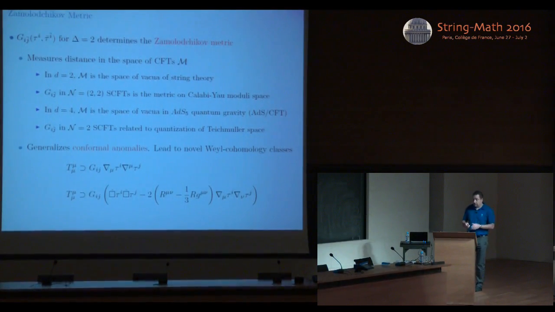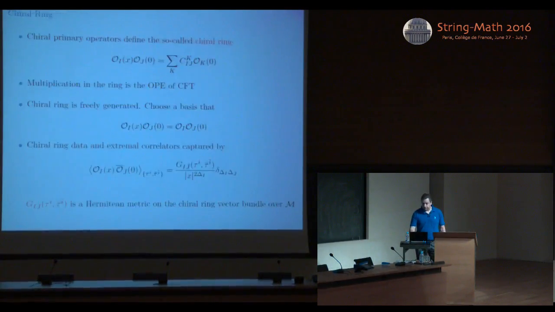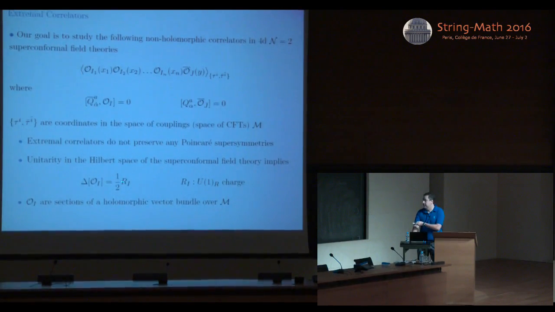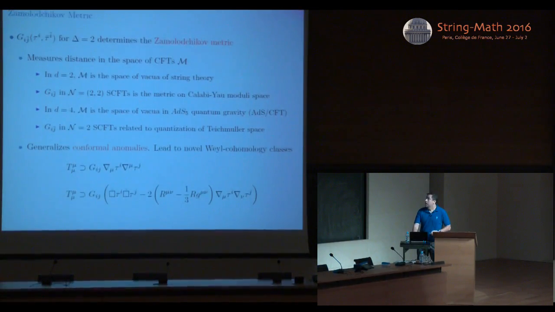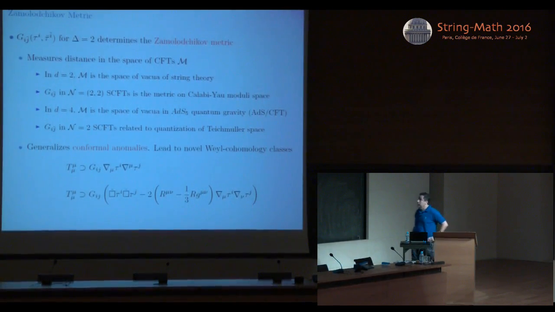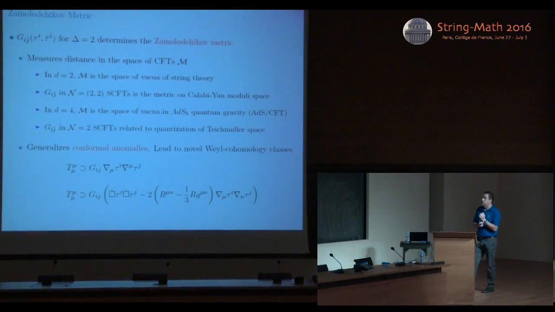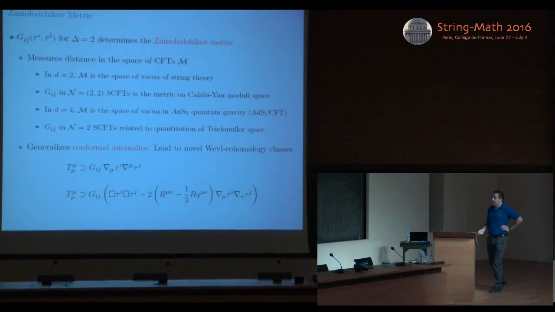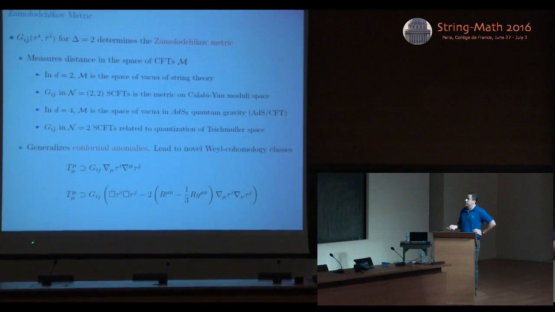So if we focus on chiral operators that have dimension 2, the metric associated to the two-point functions of a chiral and antichiral operator of dimension 2 determines what is known as the Zamolodchikov metric of the superconformal field theory. Okay? This is a metric which plays a prominent role in many places, and physically what it does is measure the distance in the space of conformal field theories. It has several beautiful interpretations, both in string theory and in other contexts.